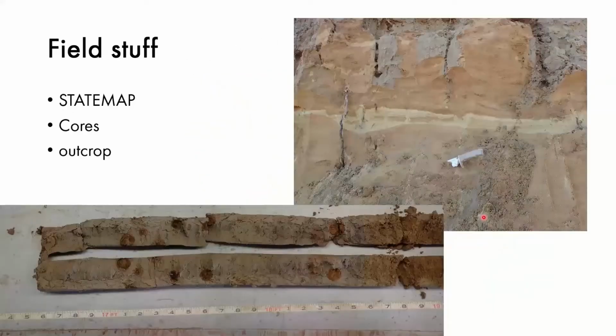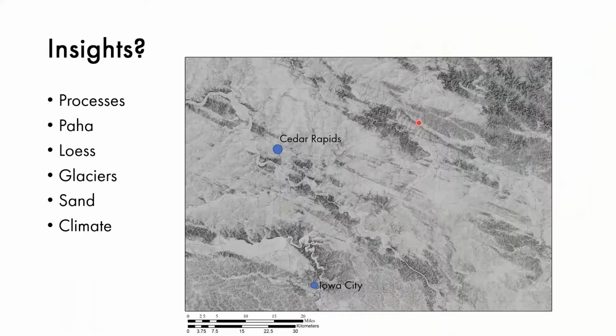So here's an example of the field stuff that I do. I go out and look at cores down here and outcrops. So here's loess in a core, but here's loess and sand in an outcrop. And this is for a USGS project called State Map. So I actually go out and make geologic maps for a living. And in doing so, I can find these patterns and really explore them.